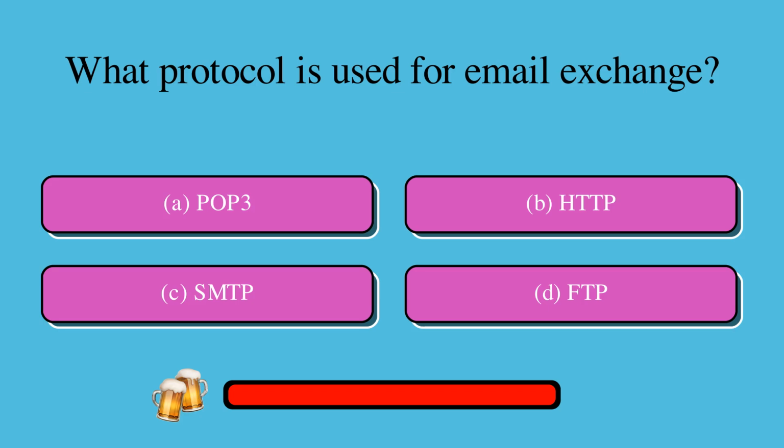Here's some language and technology trivia. What protocol is used for email exchange? Is it A, POP3, B, HTTP, C, SMTP, or D, FTP? The correct answer is C, SMTP.